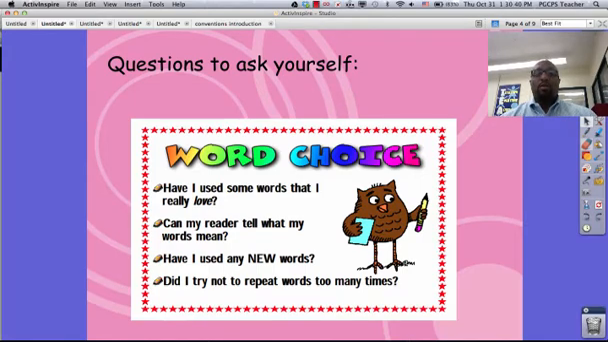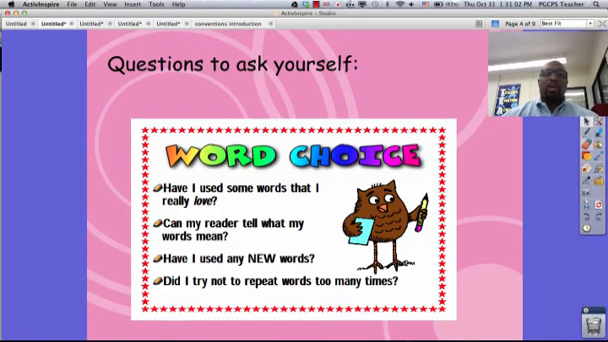That's very important because you want to make sure you're using words that the reader will be able to understand as it relates to their level. And so that means you have to take into consideration the audience that you're writing your piece to. Also, have you used any new words? Sometimes we get in a kind of a rut of using the same old words.